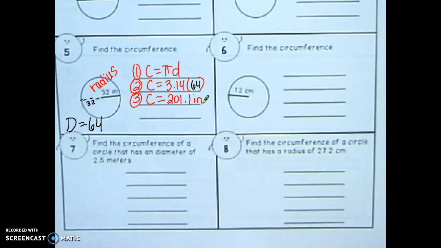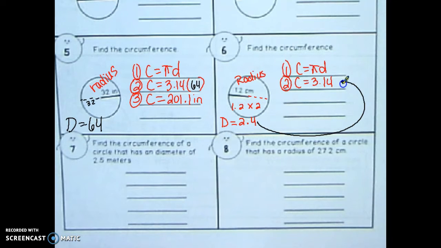Number 6, find the circumference. Step 1, write down the formula. Step 2, plug in the appropriate terms. Now this is halfway through, so that means that this is the radius. So when you work this out, you should have found the rest of the diameter. You're going to multiply the radius by 2 to get your diameter. Diameter is 2.4, and we're going to plug this number in for diameter.